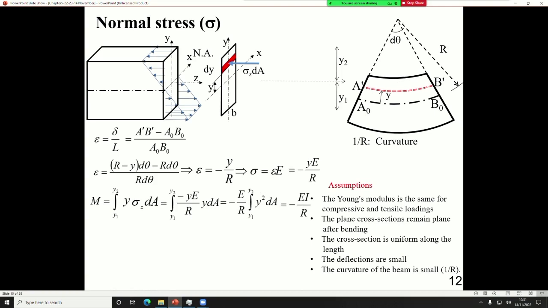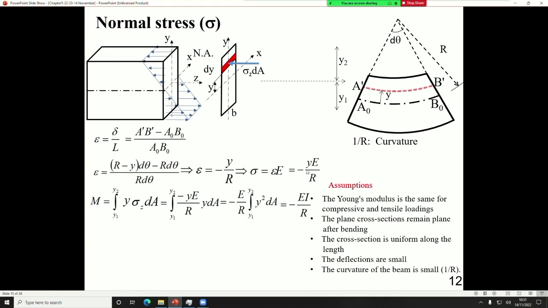I haven't written Ix here, but at the moment we're analyzing the beam, and we are finding that integral with respect to the y-axis. So therefore, this is the second moment of area with respect to the x-axis. So therefore, M is equal to minus EI over R. On the other hand, sigma is equal to minus yE over R.